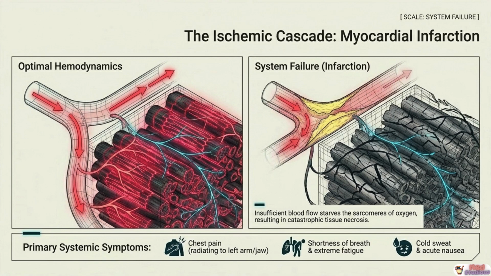Without oxygen, cellular respiration stops instantly. ATP levels plunge, and the mechanical sliding filament engine grinds to a halt, leading to tissue death and catastrophic cell necrosis.